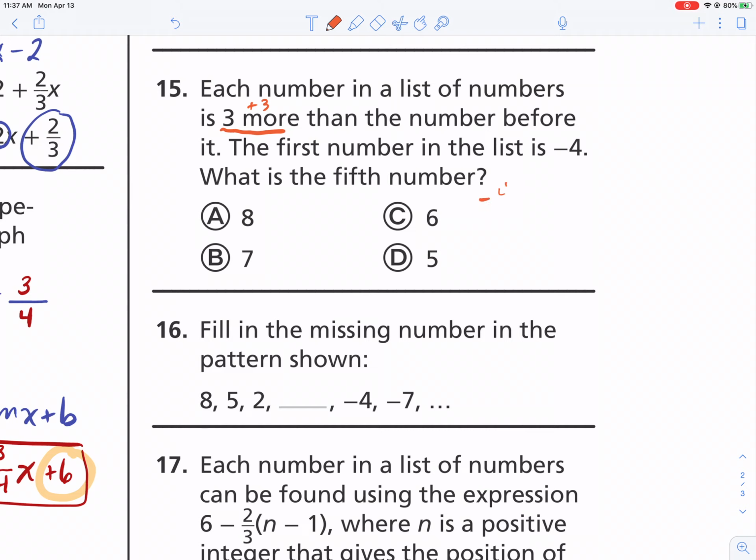So let's start. If this is my first number, is -4, I'm going to say, okay, what's my second number? So we're going to add 3. If we add 3 to that, we end up with -1. Third number, fourth number, and then 5th number. So if I add 3 again, I'm going to end up with 2. If I add 3 again, I'm going to end up with 5. And if I add 3 again, I'm going to end up with 8.